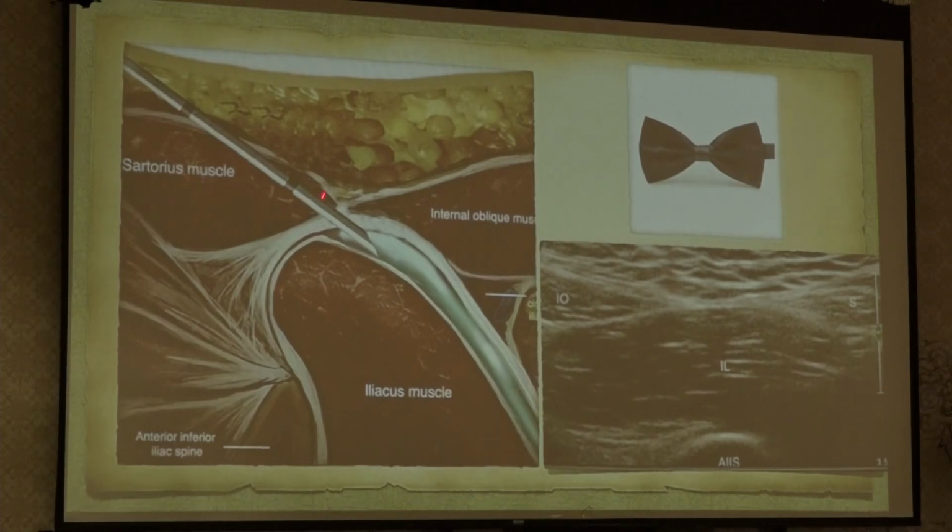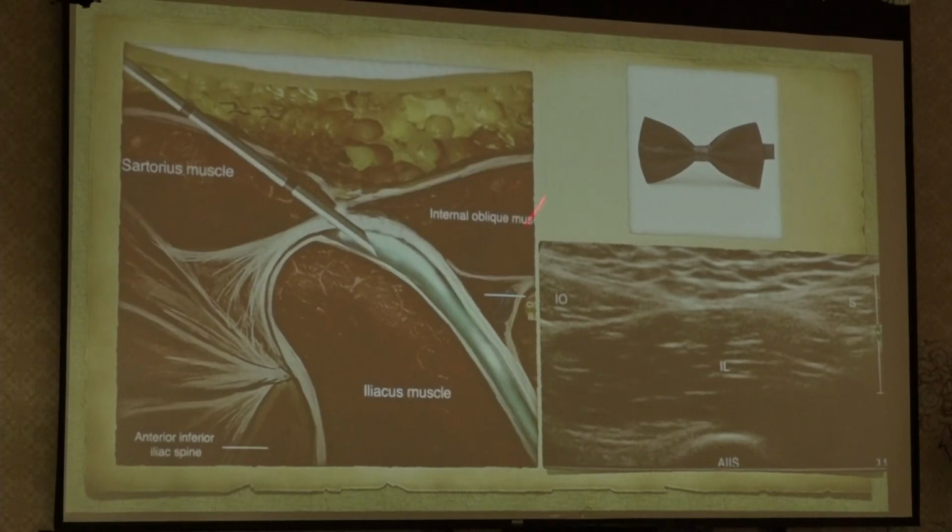As you can see here, the muscle looks like a bow tie. Some people mention it as a bow tie appearance, right? So we deploy the local anesthetic around here. When the LA is given here, we push the iliacus down. Again, you need 30 to 40 mils, right? Because you need to cover 3 nerves.